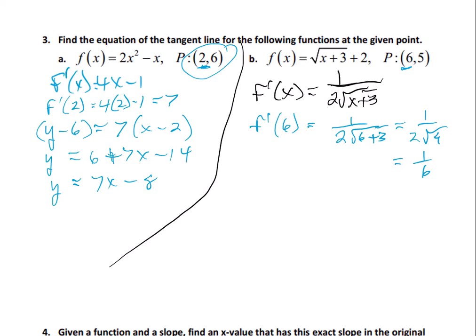Now what is that? That's the slope of the tangent line on this function right here at the point (6, 5). Let me say it again. 1/6 is the slope of the tangent line at the point (6, 5) on our curve.